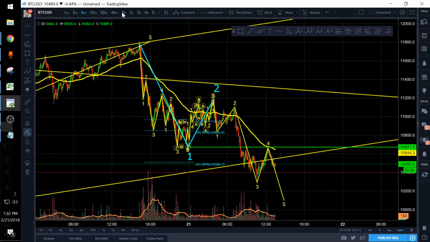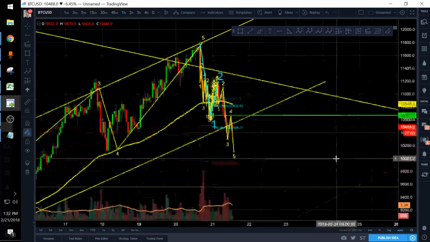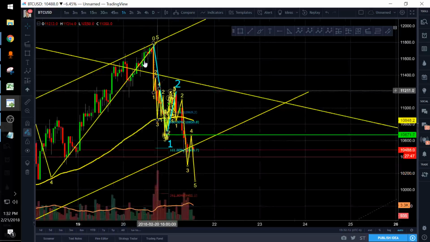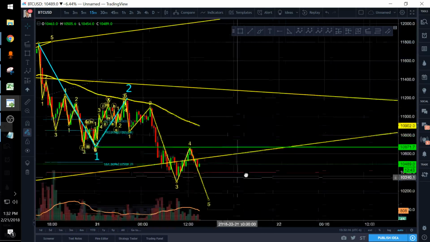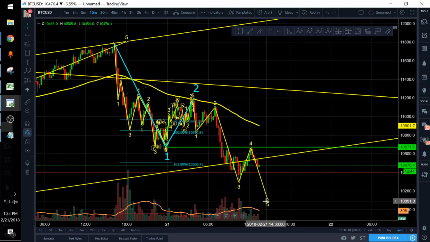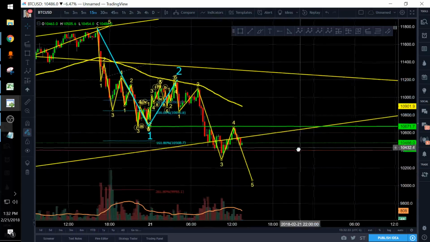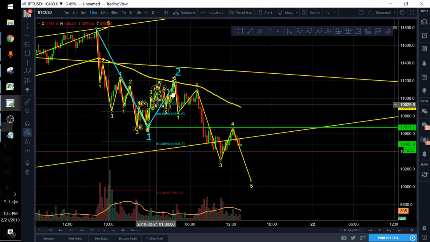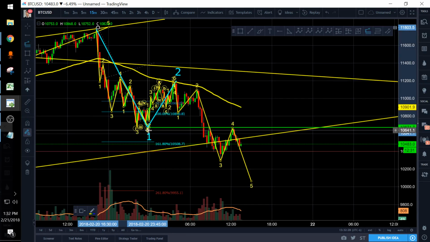So I think that we're going to eventually break this channel support. In fact, we might have already. Pretty much, I'd say we're breaking it very soon here. So let's go back here. So now that we've broken it, what usually happens, guys, is this is wave 1, this is wave 2. Let's see what kind of target extension we can actually get for here.